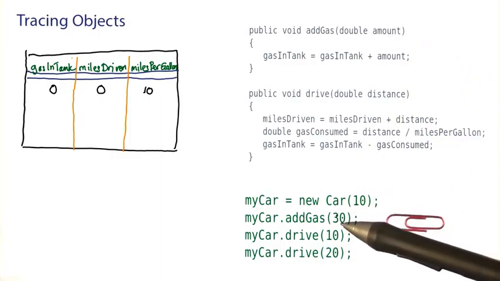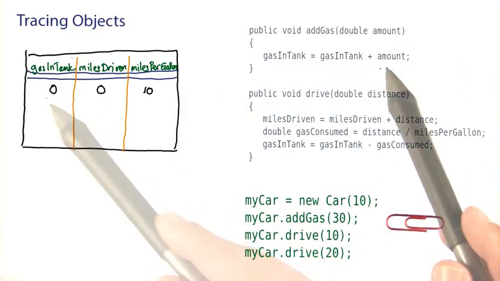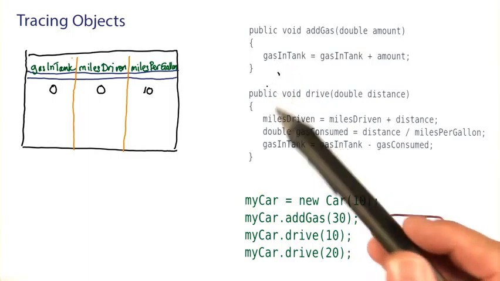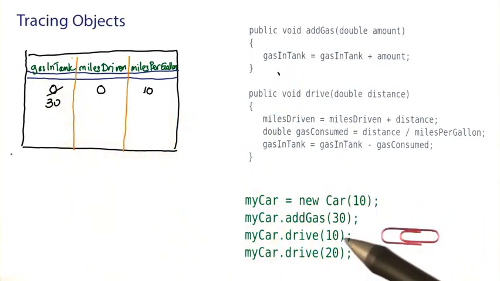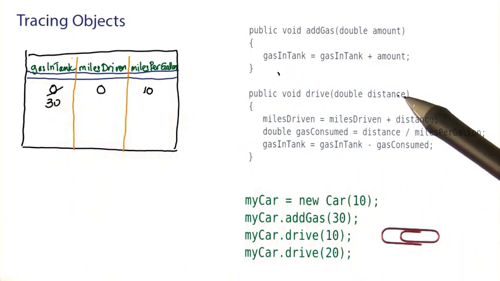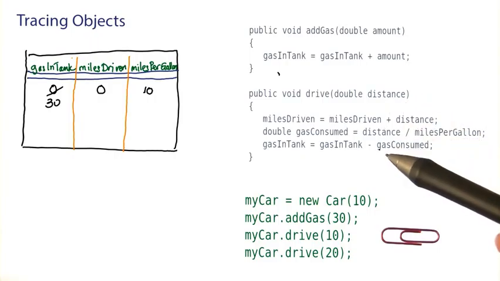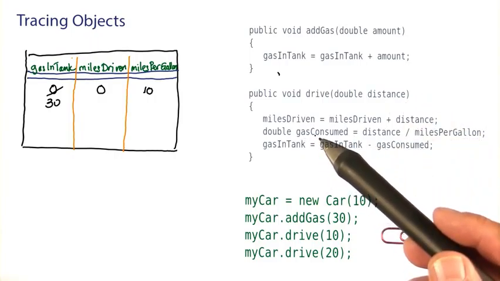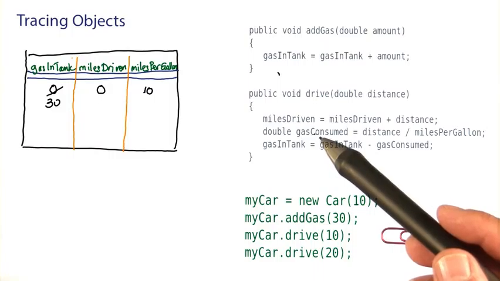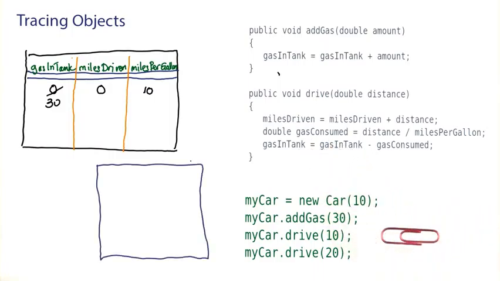Amount is 30, gas in tank is 0, so the effect is that now gas in tank is set to 30. Moving on, now we drive 10 miles, so distance is 10. And since this method is a bit longer and it has another local variable here, it makes sense to make another card for it. Or actually, since I ran out of simulated cards, I'll use a napkin. So the distance parameter is 10.